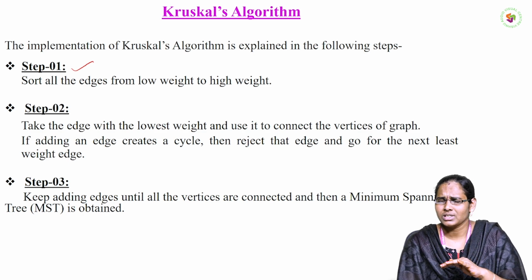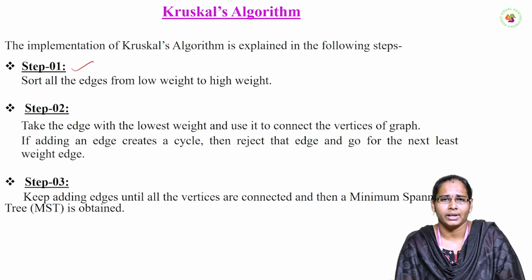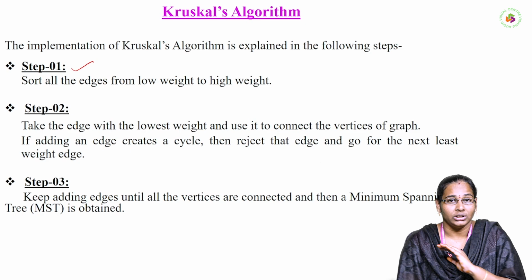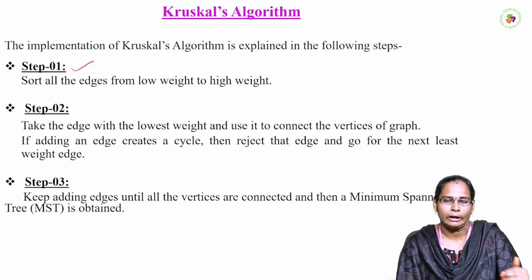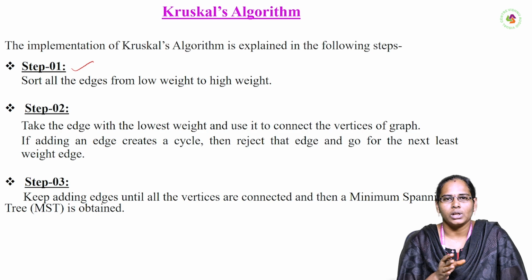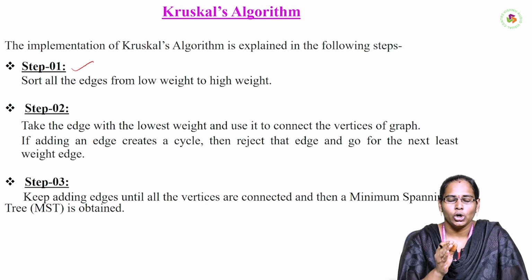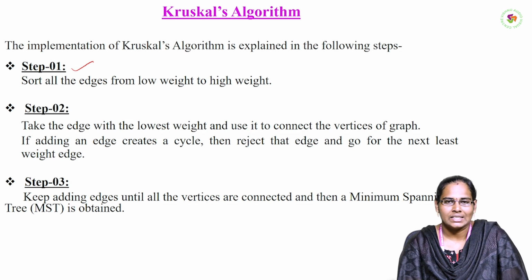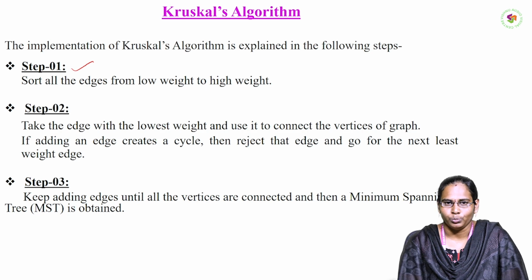How many edges and how many vertices are there, we are not bothering about that graph. For the given graph, what is the step 1 we are following? Here we have to sort all the edge weights from low weight to high weight. That is step 1. What is step 2?